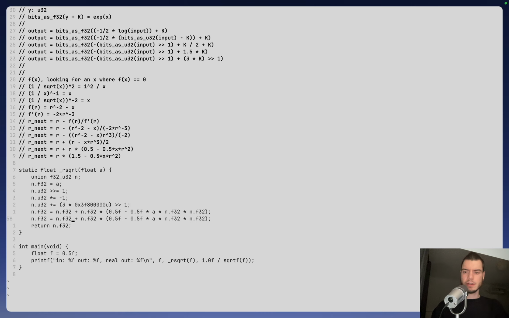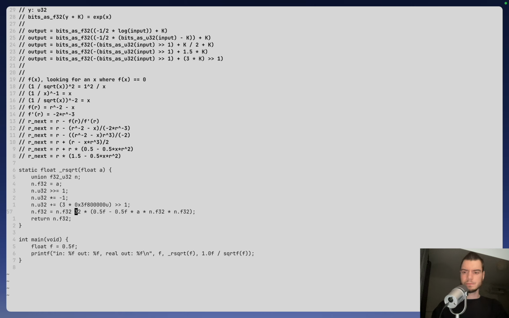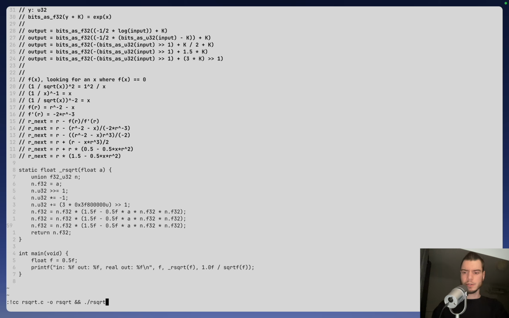And let's try this. Times 1.5. Sorry, this was still needed. 1.5 minus 0.5 times. Okay, let's see if this works. Does seem to work. Let's do more iterations. And we get very close to the actual result. And we have minimized our function quite far.